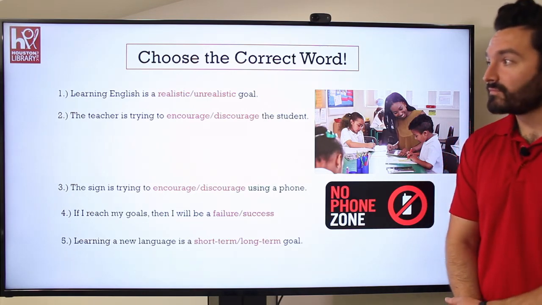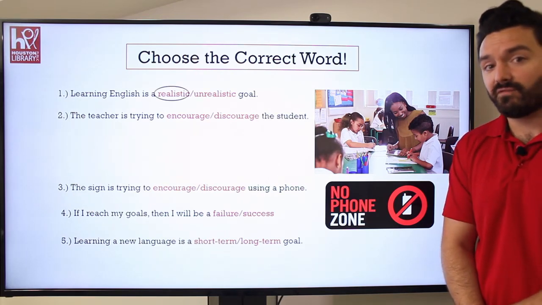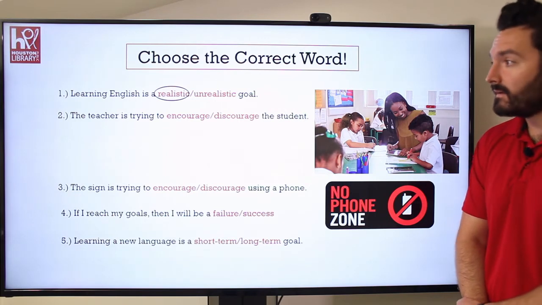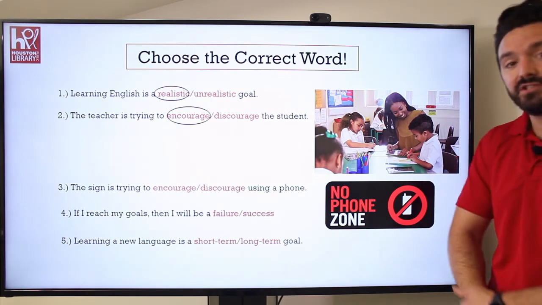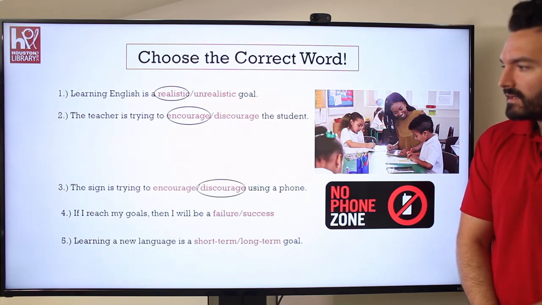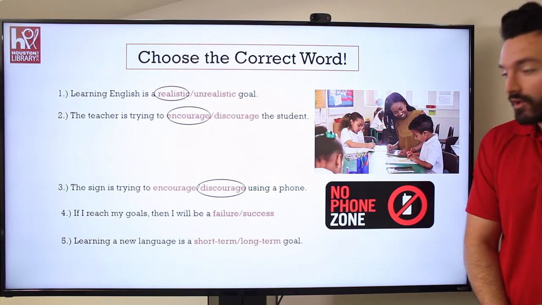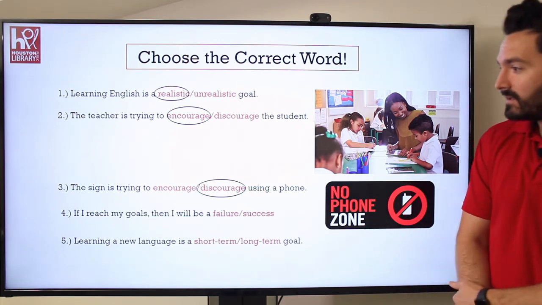All right, how'd we do? Learning English is a realistic goal. You can do this. If you practice and you give yourself enough time, it is very realistic. The teacher is trying to encourage the student. The teacher wants the student to succeed, wants the student to be creative with their drawing. The sign is trying to discourage phone use. No phones allowed. Stop using your phone.